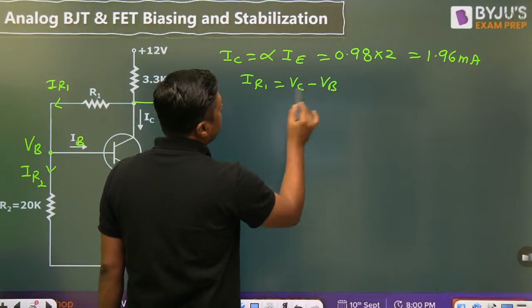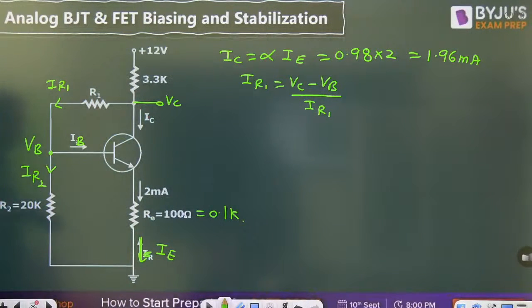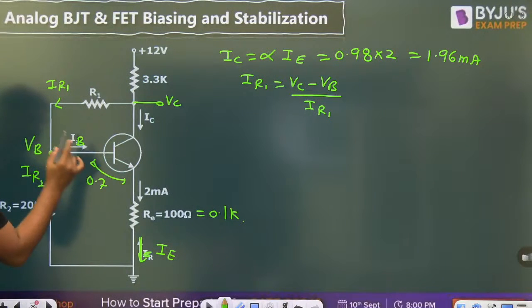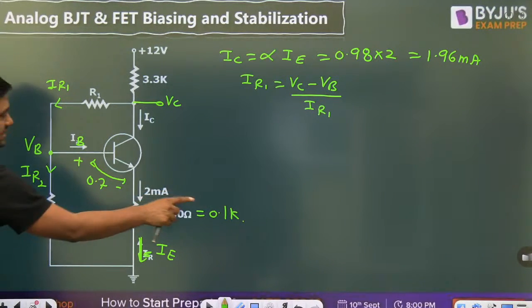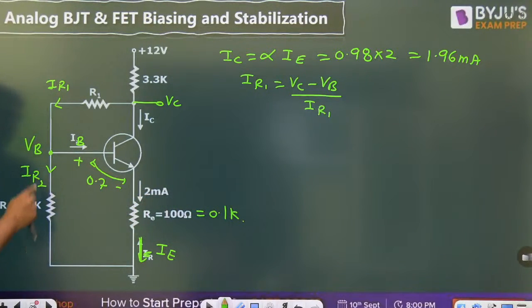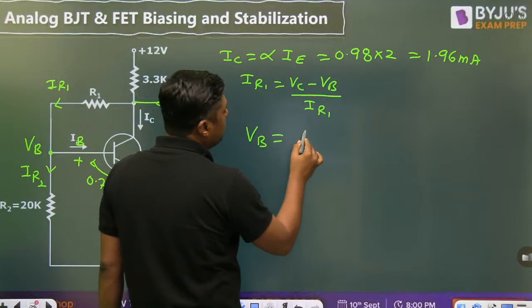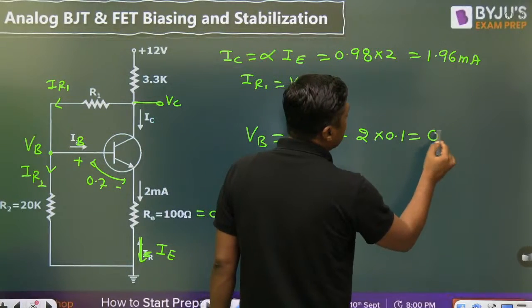VC minus VB divided by what? IR1. That is VC minus VB. How can we solve this? First of all, this voltage is 0.7, it is given in the numerical. So 0.7 plus the drop across this resistor, 2 into 0.1, because it is a kilo ohm, 0.1 kilo ohm, milli cancels with the kilo. So what is the value of VB? VB will become 0.7 plus 2 into 0.1, that is nothing but 0.9 volt.